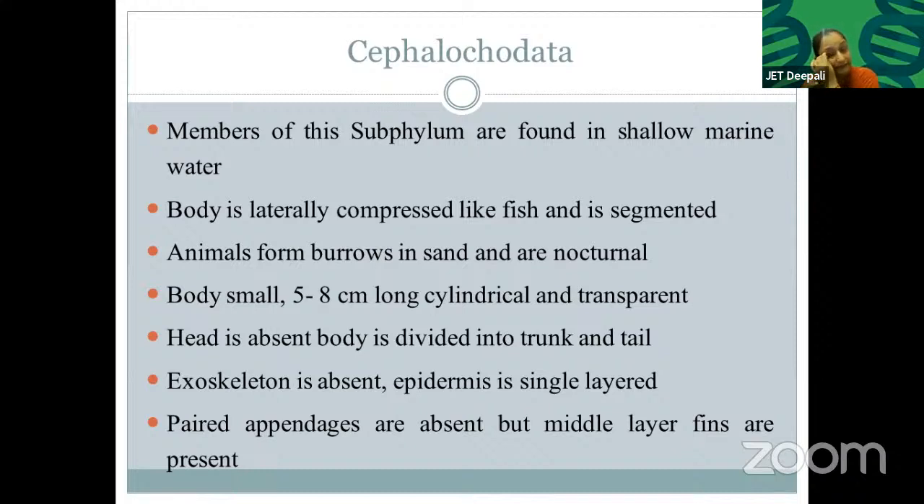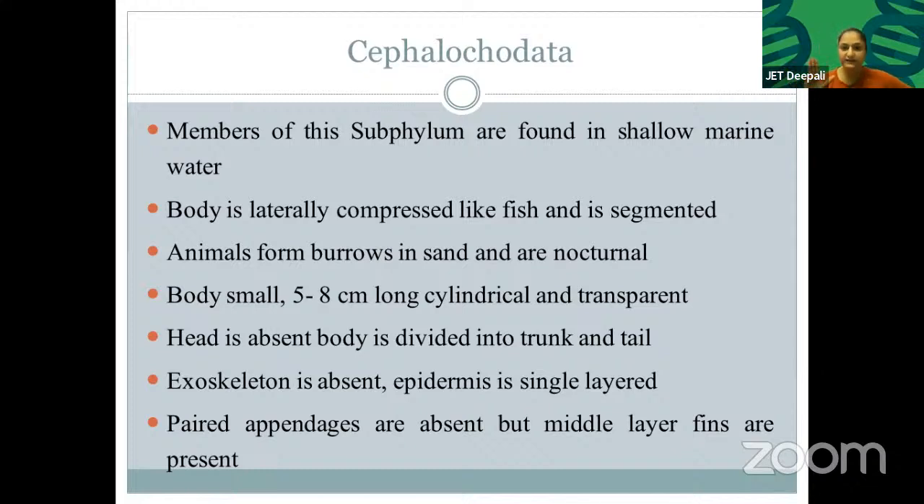So these animals are more approachable animals, and they are nocturnal. They come out only in the dark. Nocturnal means coming outside in the dark. They form burrows. Why burrows? Because if they float, if they are present over the surface in the shallow water, they are easily taken or harmed by the organisms, higher vertebrates like us, like the sea animals, sea fishes and higher organisms. Head is absent, body is divided into trunk and tail.